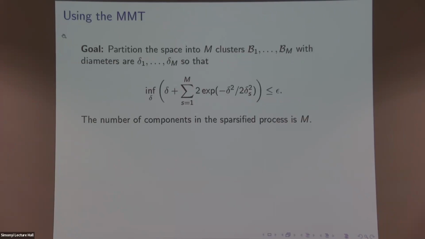Okay, so summarizing, what are we doing so far? My goal is to partition the space into m clusters, each with diameter delta 1 to delta m. I want m to remain small because that's the number of components in my sparsified process. And I want this choice so that, for a suitable choice of delta in this infimum over all delta, this sum remains bounded by epsilon. So I will eventually choose delta to be epsilon over 2. My goal is to somehow get the remaining sum over s from 1 to m of this 2e exponential term to be epsilon over 2. That's my goal.